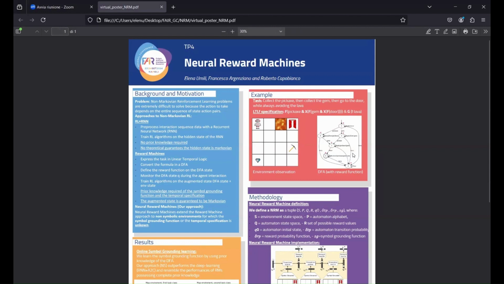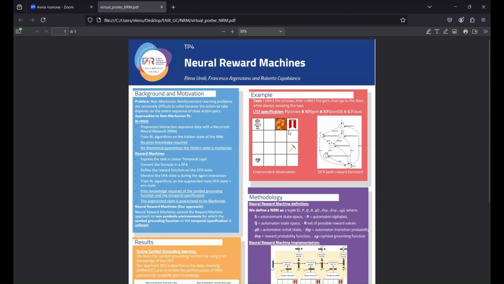In order to solve this task, the agent has to know the LTLf formula and the so-called symbol grounding function. A function that maps the observation the agent sees in the environment into the truth value of the propositional variables we have in the formula. So pickaxe, gem, door, and lava.